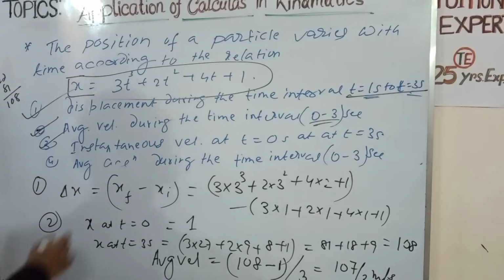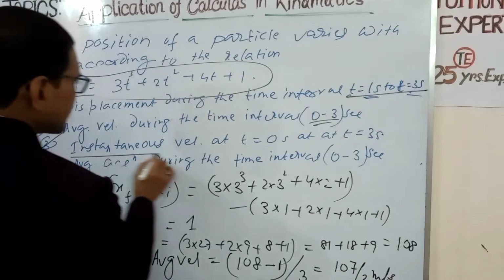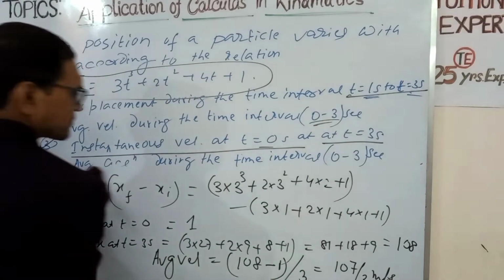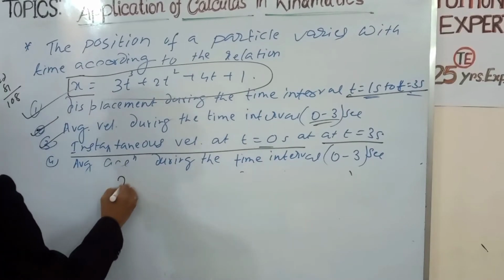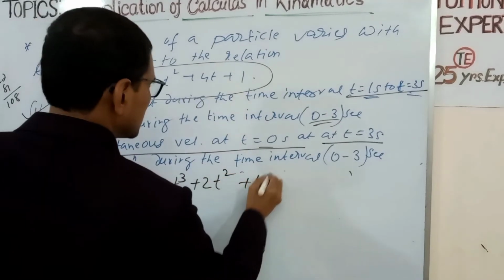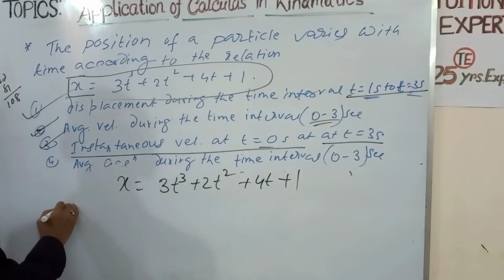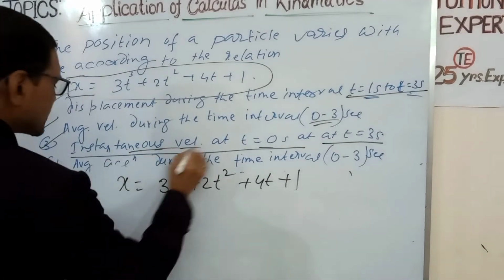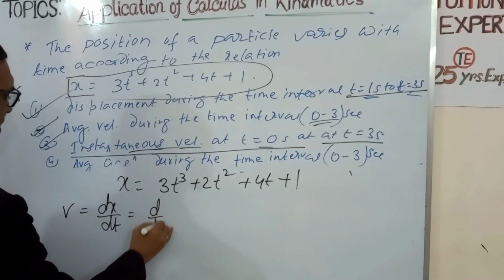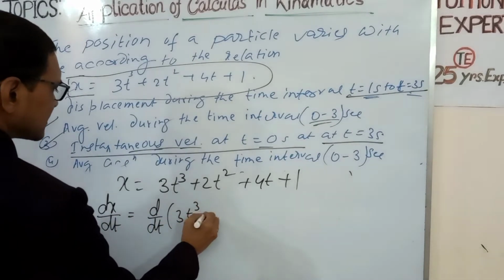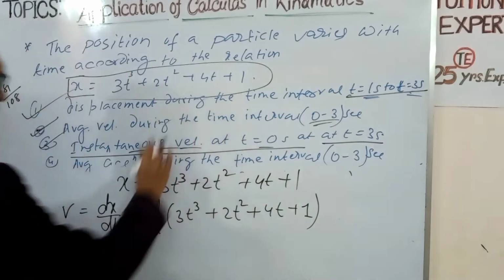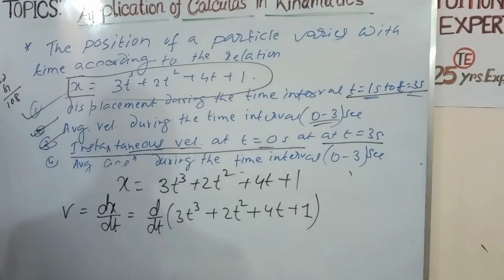Now here we have to apply calculus, at t equal to 0 and t equal to 3 second. So the formula for instantaneous velocity, we know x equal to this, so velocity equals dx by dt. So we have to differentiate, and I will show how to apply the formula.